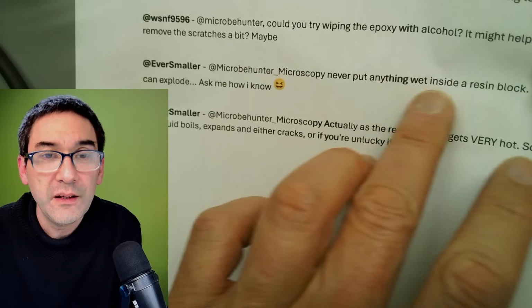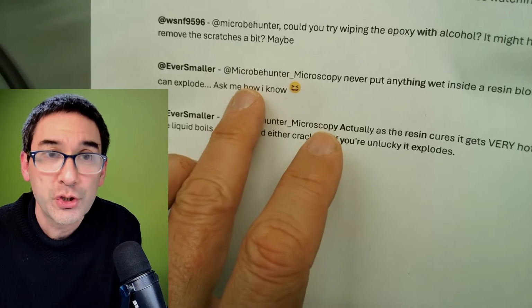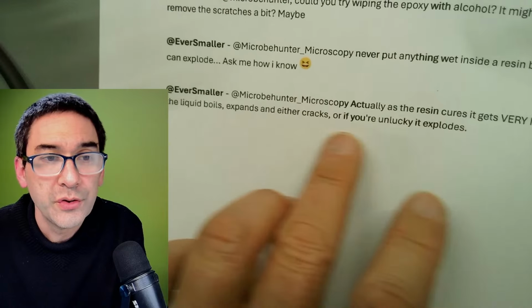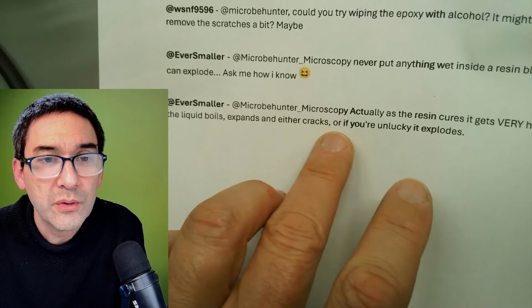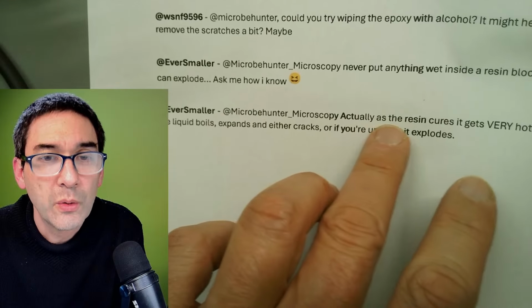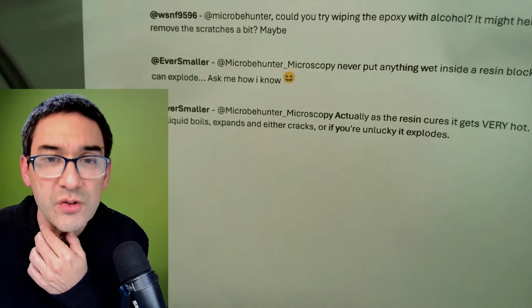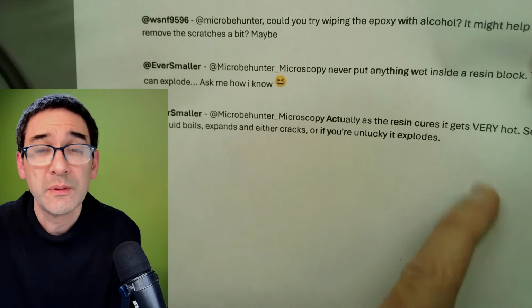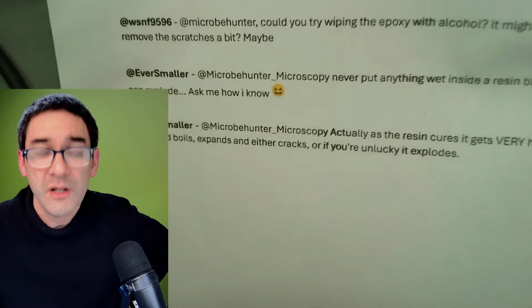Never put anything wet inside the resin block. It can explode. I think it might be the gas pressure that forms. Curing gets very hot, so the liquid boils, expands, and either cracks, or if you're unlucky, it explodes. So during the curing process, it's an exothermic process. I didn't know that. This is important to know, because maybe it's good in the sense that it might kill off bacteria that might be present. On the other hand, it might damage some of the samples.